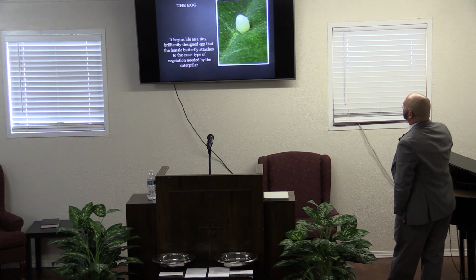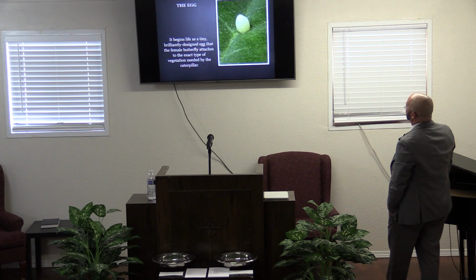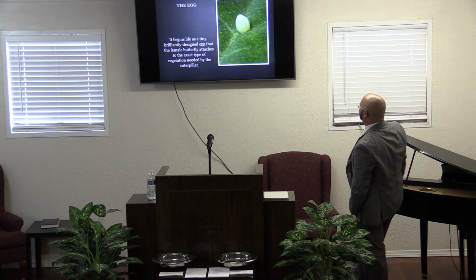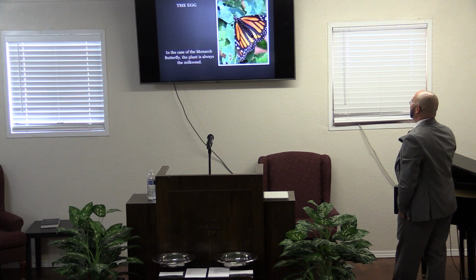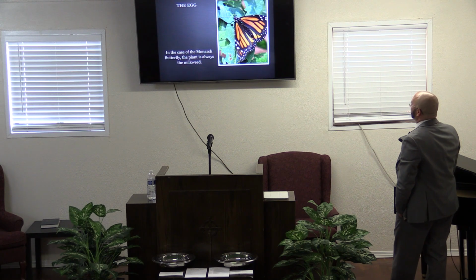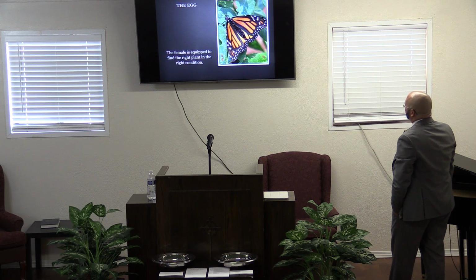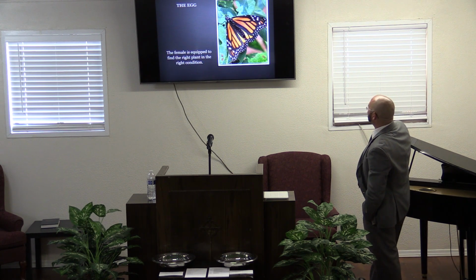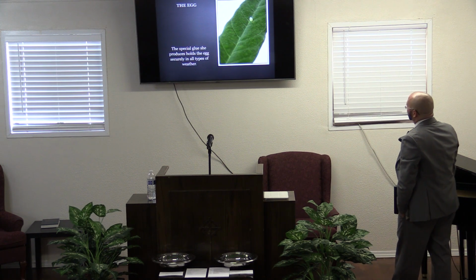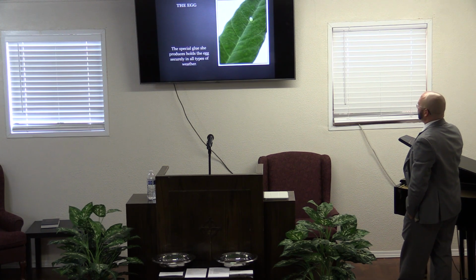The egg. It begins life as a tiny, brilliantly designed egg that the female butterfly attaches to the exact type of vegetation needed by the caterpillar. In the case of the monarch butterfly, the plant is always the milkweed. The female is equipped to find the right plant in the right condition. The special glue she produces holds the egg securely in all types of weather.